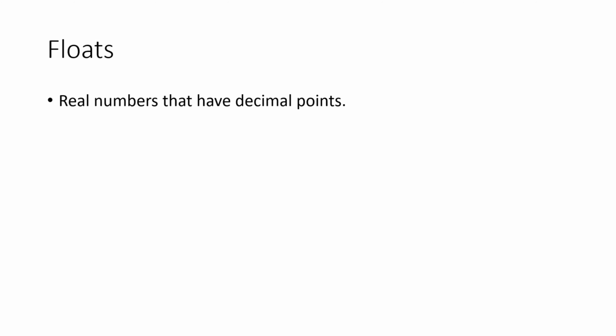And then we have floats. Floats are real numbers that have decimal points. So 10.3, 5.2, 8.5, any of these numbers which have decimal points are technically float data type numbers. What happens with decimal points is that there are technically two types of decimal points, and you have two different data types for them, which we're going to get into on the next slide.